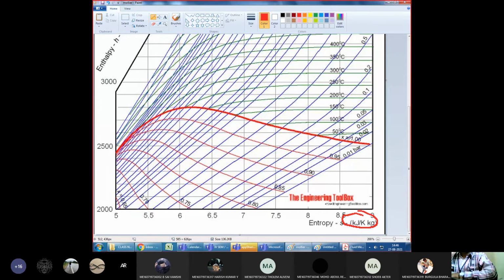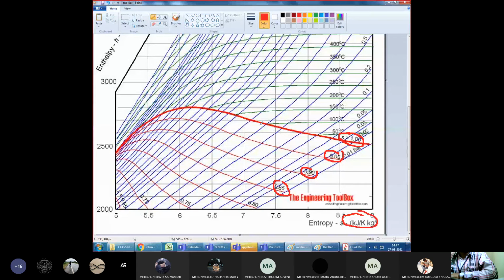Red is the dryness fraction line. So you can see x is written over here. X is equal to 1. What is x equal to 1? It is dry and saturated steam. This is the saturation line. And below this, you can see red lines 0.95, 0.90, 0.85, which means this is wet steam.